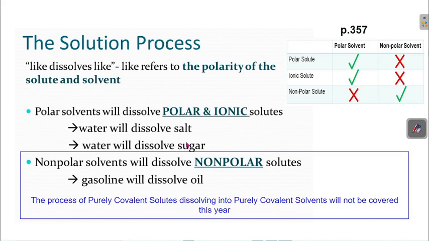So water will dissolve salt. Water is a polar solvent, and the salt is your ionic solute. So it does work. There's attraction between the two, and one dissolves the other. Water will also dissolve sugar. Sugar is a polar solute. So polar and polar are attracted to one another, and it will work as well. There's going to be a solution that forms between the sugar and the water.